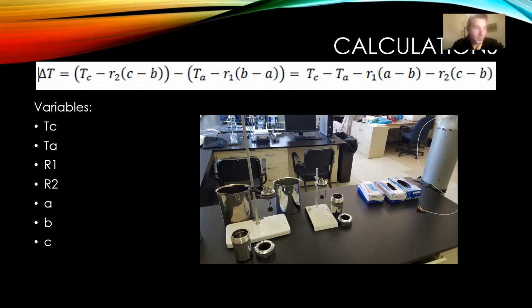Okay. The variable A is the time at which the bomb was fired. B is the time at which 60% or so of the total temperature is reached. So it's sort of like the inflection point in the graph, at that hyperbolic part. And C was the time of the maximum temperature. Okay. And after finding delta T, we're able to determine the amount of heat evolved in the bomb calorimeter, and that tells us our resonance energy.